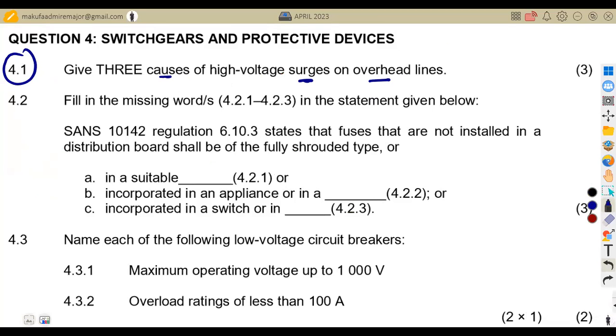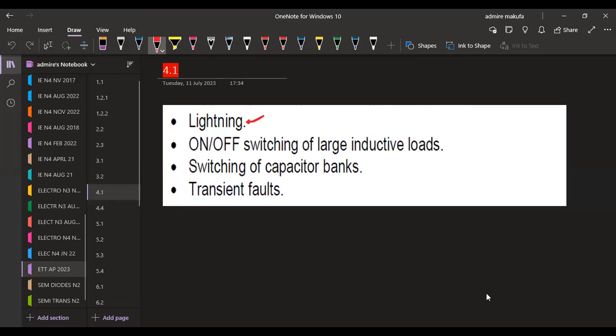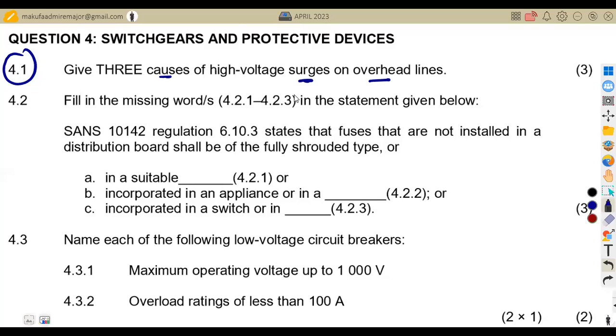So they can be a lot of things, like lightning in this case, the on-off switching of large inductive loads, or the switching of capacitor banks, or it can be from a transient fault. In this case, we can refer to transient faults. So these are some of the faults, or the causes, of high voltage surge on overhead lines. Then 4.2, fill in the missing words in the statement given below.